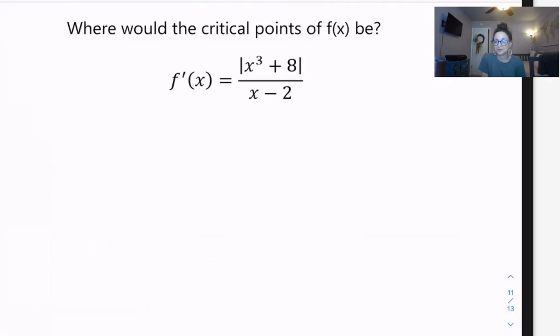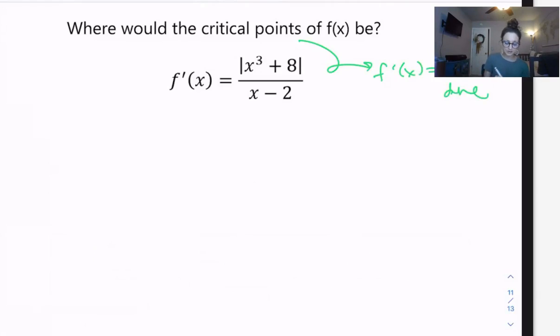All right, here's my last example for you. Let's say that I give you f prime already. So I've done most of step 1 for you. Okay, so in this case, f prime is the absolute value of x cubed plus 8 all over x minus 2. And remember, critical points are where the derivative is 0 or undefined, right?